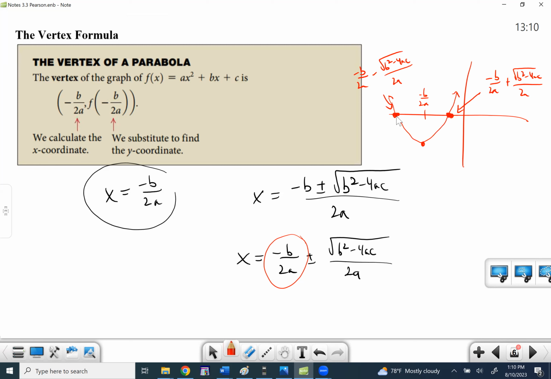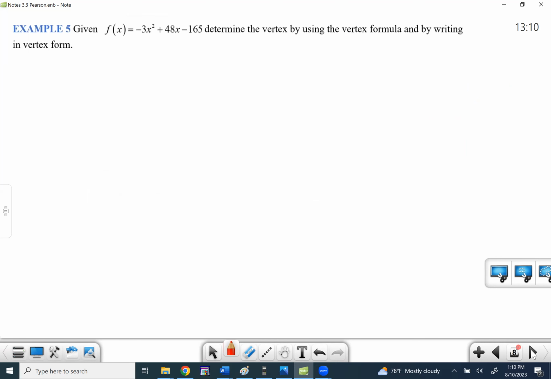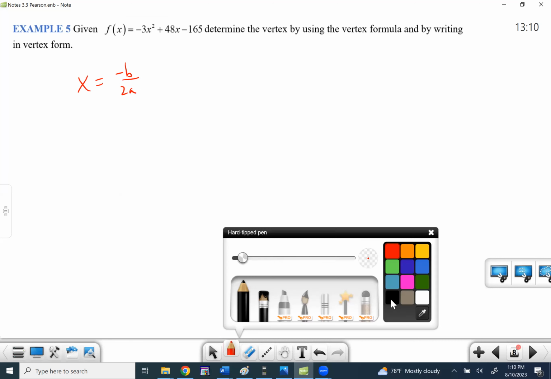Okay. All right, so I'm not adding anything new into your mind. The big takeaway is, oh my gosh, I already have this. I know it's this part of the quadratic formula, and there's a better picture than my junky picture describing what we just talked about. Okay, so it says, determine the vertex by using the vertex formula and then write it in vertex form. So we're not required to complete the square on this one. We're just going to use the formula x equals negative b over 2a, and let's substitute in.